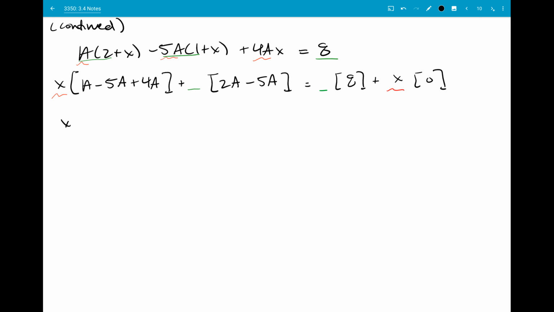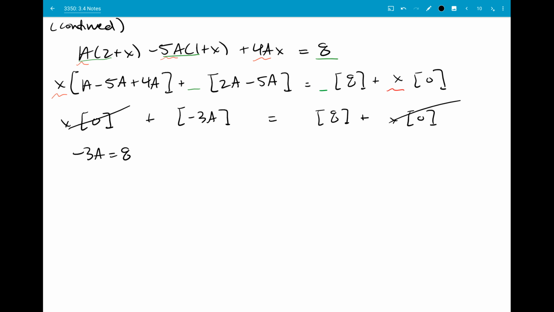And when I start to simplify this, I've got a minus 5a plus 4a. That's 0. X is also times 0 on the left-hand side. And then I've got plus 2a minus 5a, so that's minus 3a, equal to 8 plus x times 0. And so the x's I don't have to worry about. All I have left is minus 3a is equal to 8. 0 equals 0, I guess. But that's just a equal to minus 8 over 3.